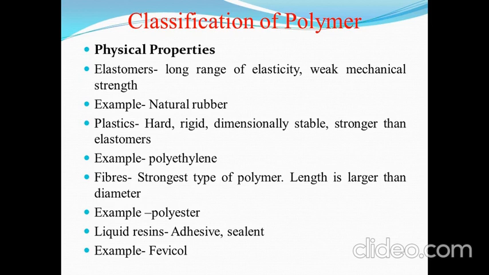The third type of polymer is fibers. It is the strongest of the three polymers. The length of these filament-like materials is at least 100 times its diameter. Natural polymers are fibers of plant or animal origin like cotton and wool. Synthetic fibers include polyester fibers.